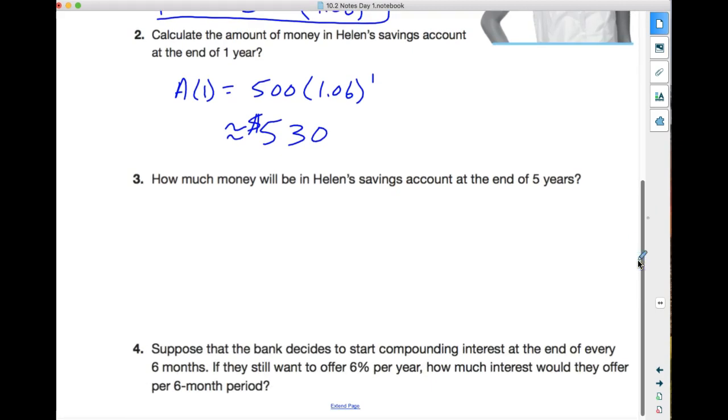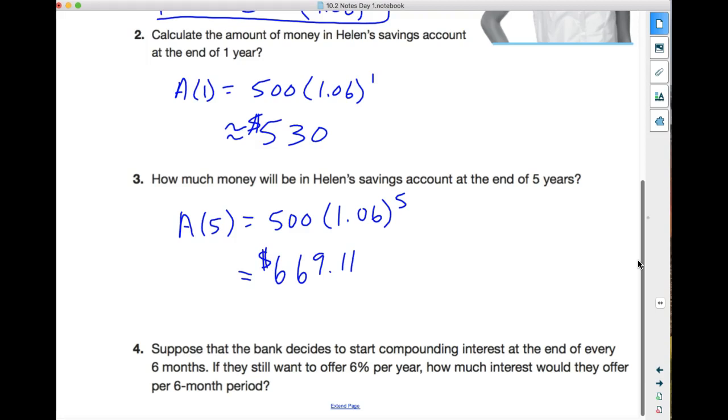How much would she have at the end of 5 years? Okay, so that's coming back and saying, what is A of 5? Well, that's 500 times my 1.06 to the 5th power. When I type it into my calculator, that is equal to $669.11. That would be her account balance.